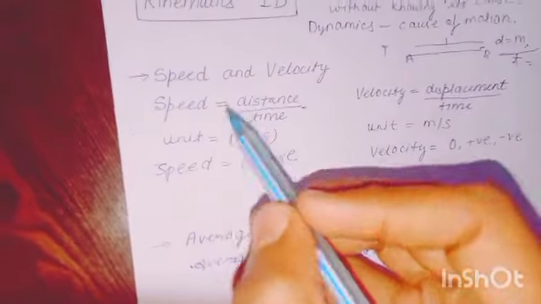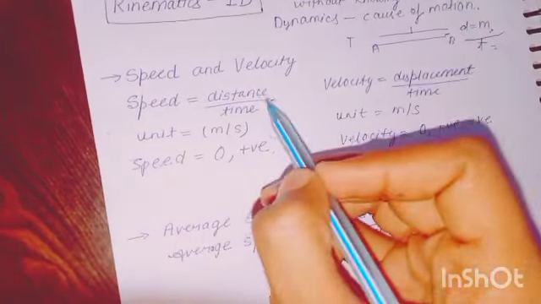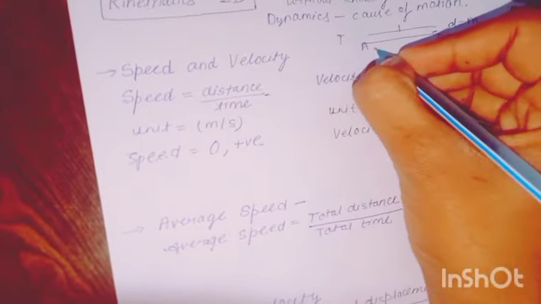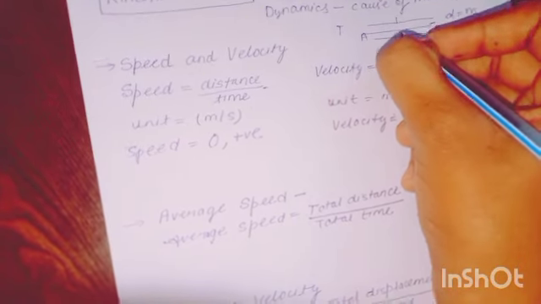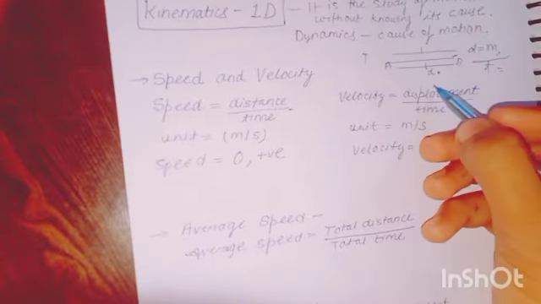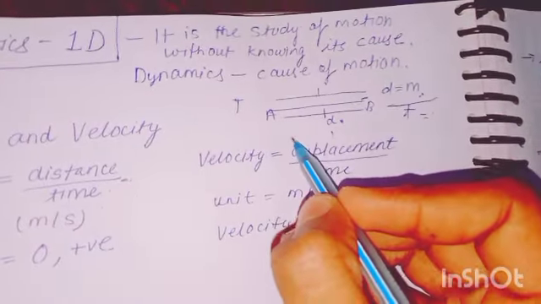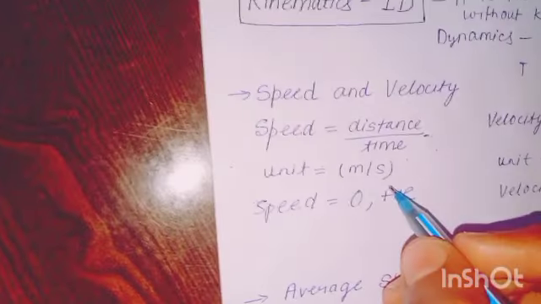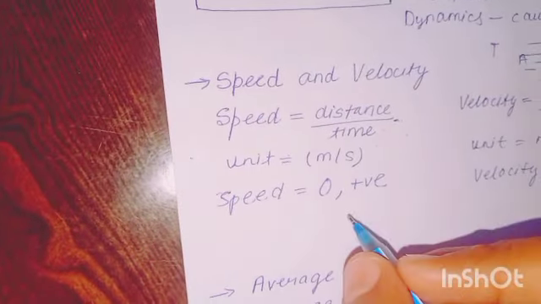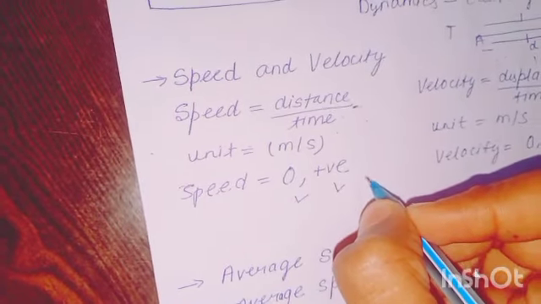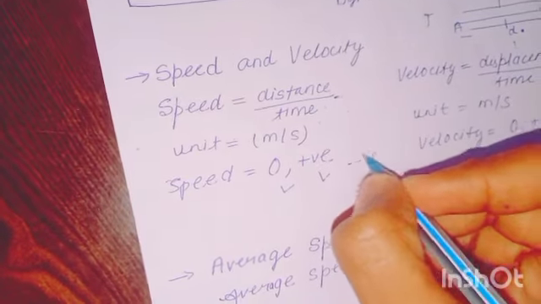As we all know, speed is equal to distance upon time, in which we all know distance is how much it has traveled. How much is this measurement is called distance. And when we measure it with respect to time, then it is called speed. We all know its unit is meter per second. And speed can be zero, but can never be negative.